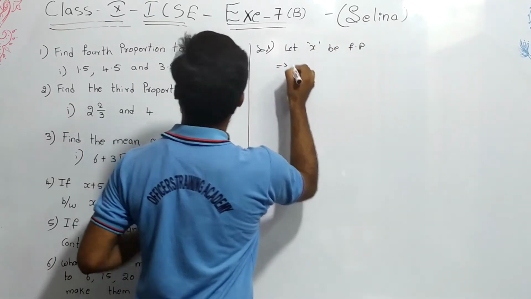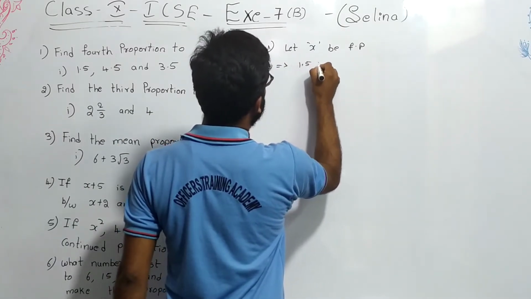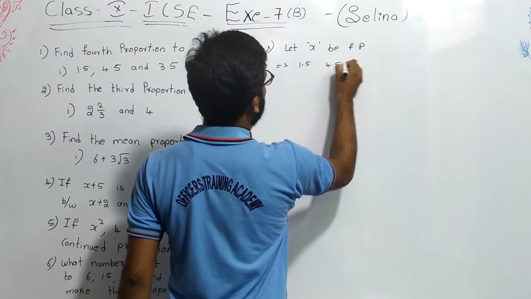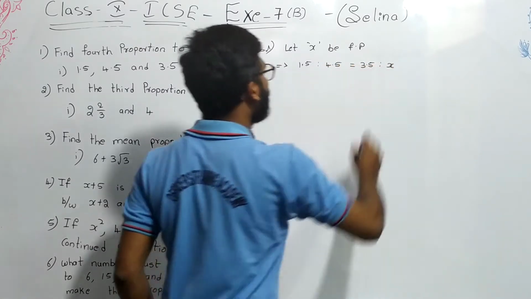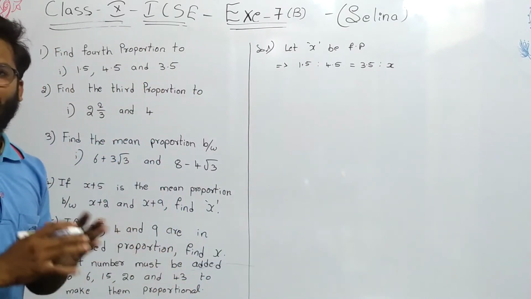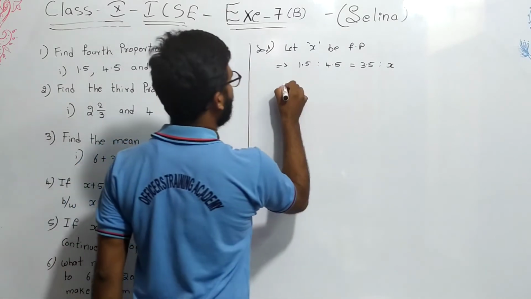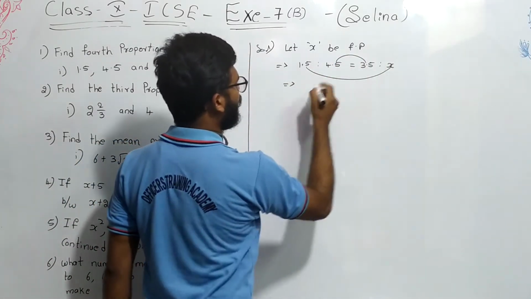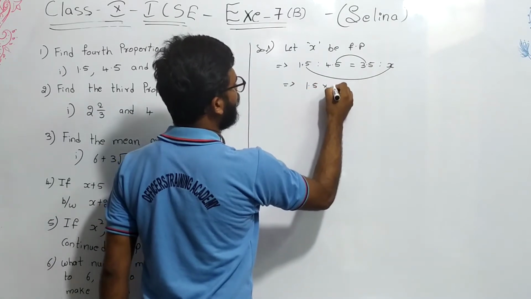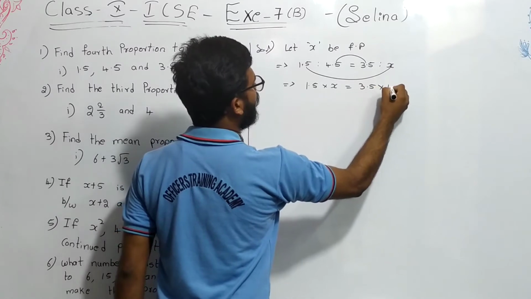That implies, what you have to take? 1.5 is to 4.5 is equal to 3.5 is to x, right? So if x is the fourth proportion to these three, nothing but the four should be in proportion. So you can tell product of the means is equal to product of the extremes. So 1.5 into x is equal to 3.5 into 4.5.